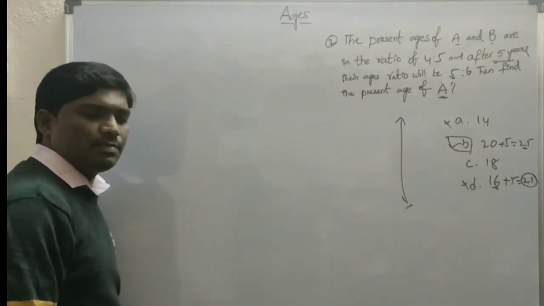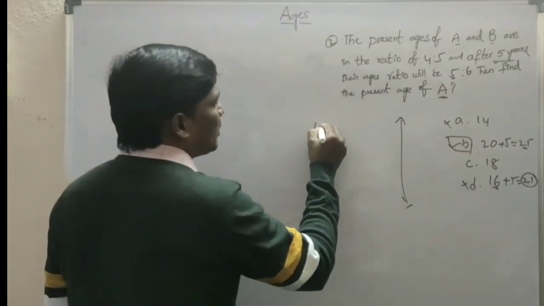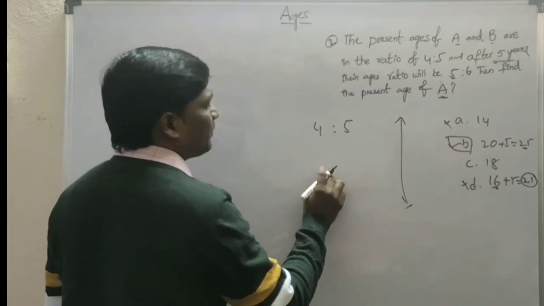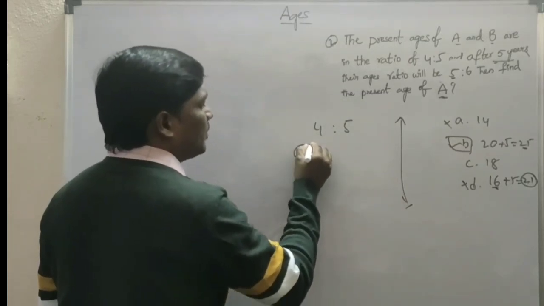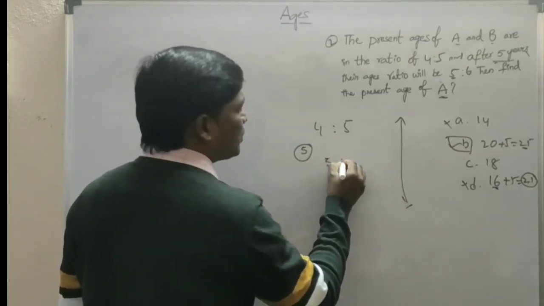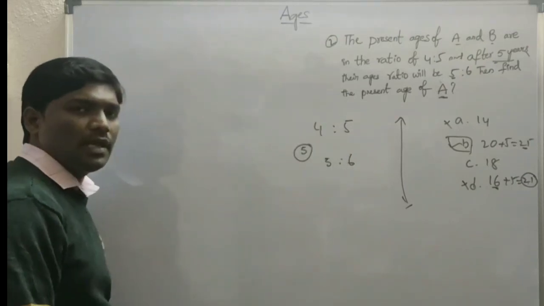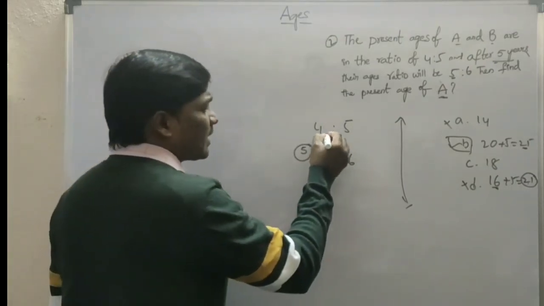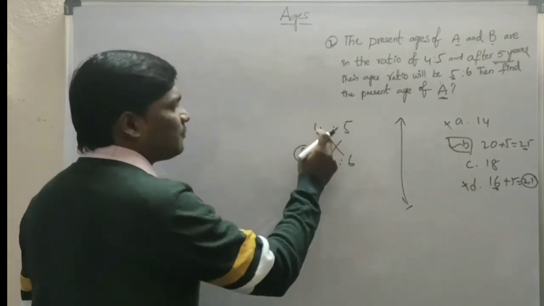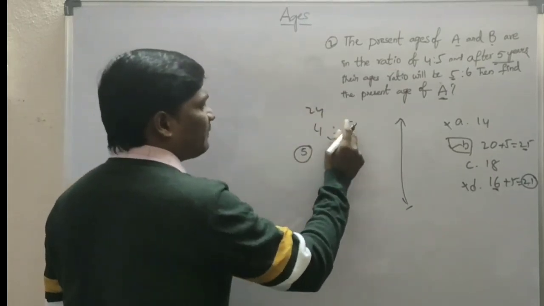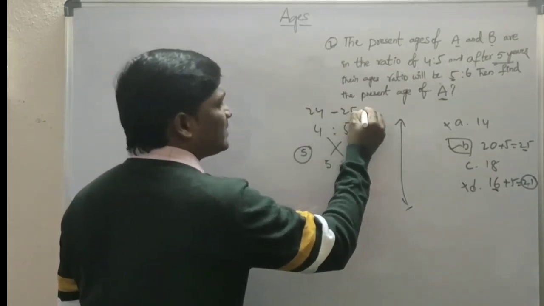Then, for example, let's go to the second method, the shortcut method, the transmission method. So the given ratio is how much? 4:5. After 5 years, the ratio will be 5:6. The first step is cross multiplication. 6 fours are 24. 5 fives are 25. So the difference is how much?